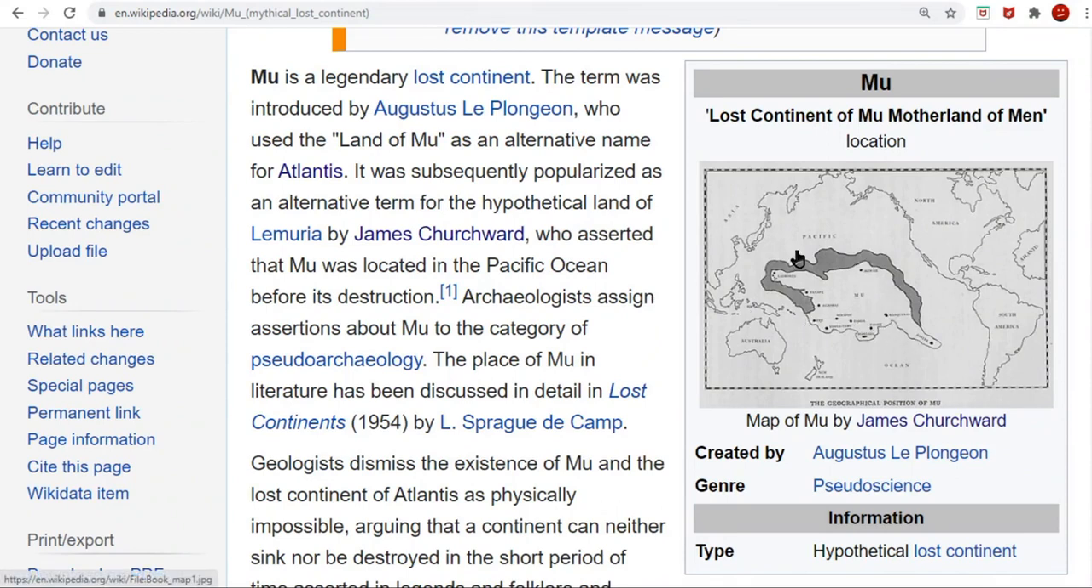He says Mu was in this area here in the Pacific Ocean, and gas cavities had collapsed, had caused it to collapse.